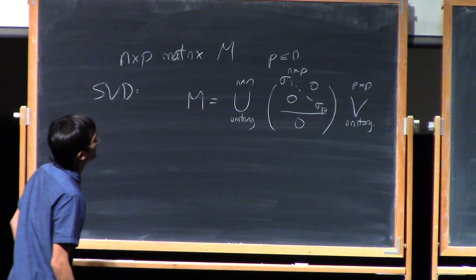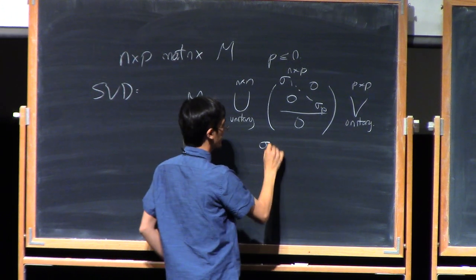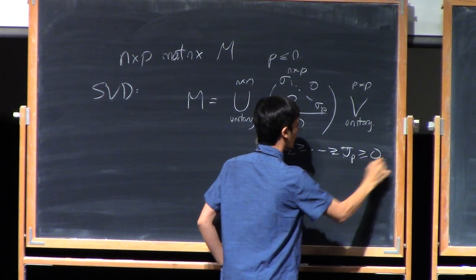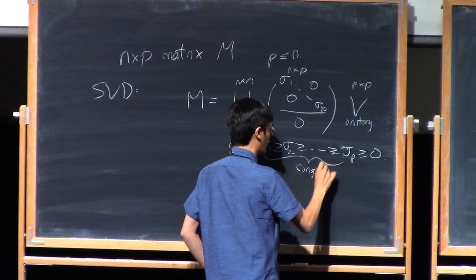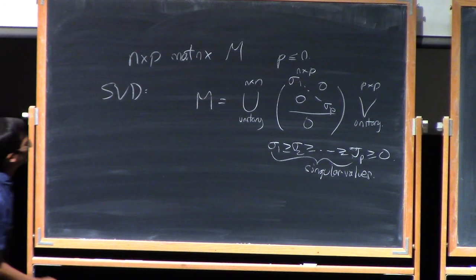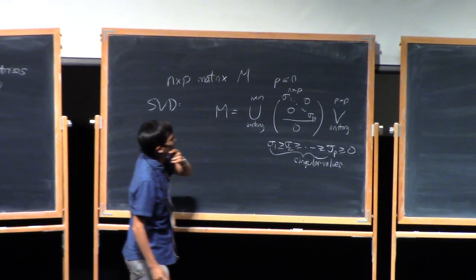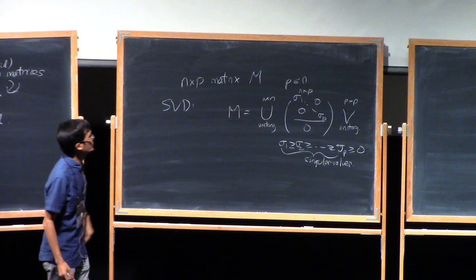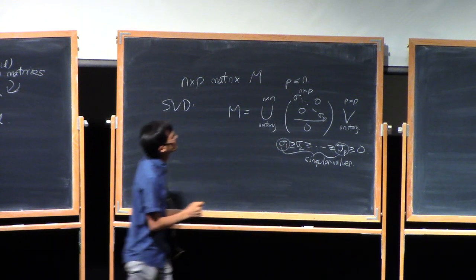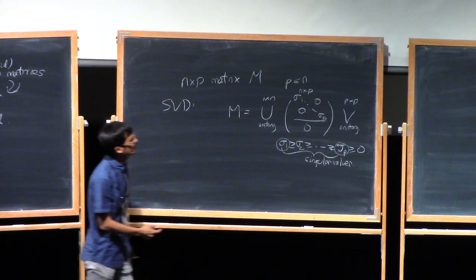So you can always factor an arbitrary matrix by two unitaries and an essentially diagonal matrix, and these numbers are non-negative, and you can arrange them in decreasing order. These are the singular values of the matrix. They're very important, almost as important as the eigenvalues. Of course, if your matrix is Hermitian, the singular values are just the absolute values of the eigenvalues. Otherwise, the relationship is more complicated. In practice, the most important singular values, they're all important, but the most important usually are the largest singular value and the smallest singular value.